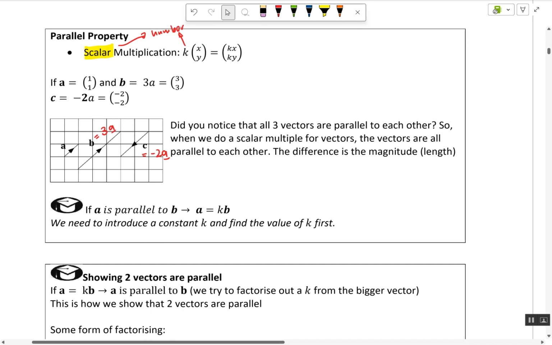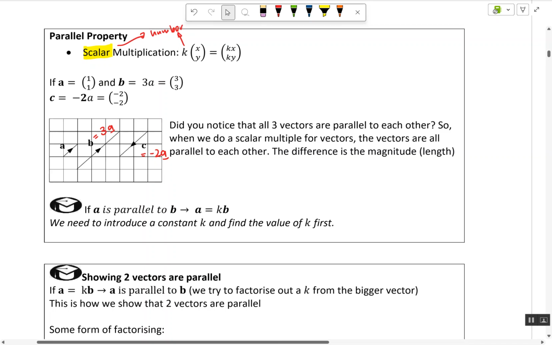So if the question tells you that they are parallel, this is the part that students in O level find very hard to understand, and you have to carry on to A levels. When the question tells you they are parallel already, you can say that A is equal to K times B. And in JC, we don't use K anymore. We say that B is lambda times A, and it can be vice versa, etc.